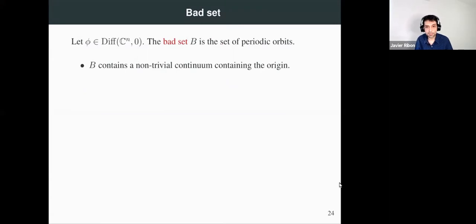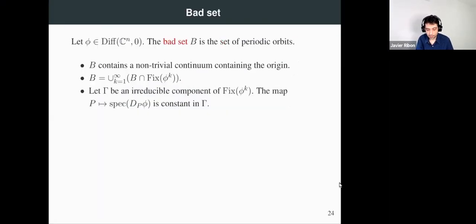And we have here some properties that I don't have the time to explain in more detail, but something that you have in this case is that the set of periodic orbits contains a non-trivial continuum containing the origin. That's not a difficult thing to prove. It's essentially a union of analytic sets, because a periodic point is always in the fixed point set of some iterate, and these sets are analytic. So B is somehow a countable union of analytic sets.